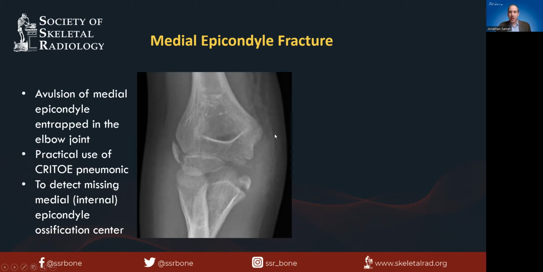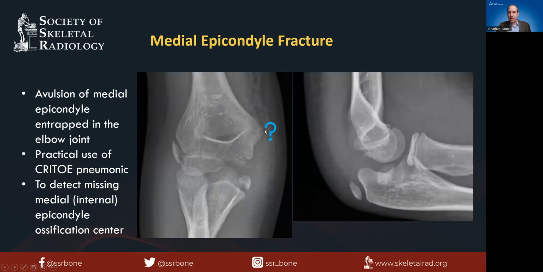This is where the practical use of the CRI-TO mnemonic comes in. If we look at the ossification centers, we might say we see the capitellum, the radius, but when we get to the I or the internal epicondyle, we're confused. Where is it? We don't have the I, but we do have the T as the trochlea. And we also have the lateral epicondyle. This is when the CRI-TO mnemonic will alert us that we should be seeing the medial epicondyle.